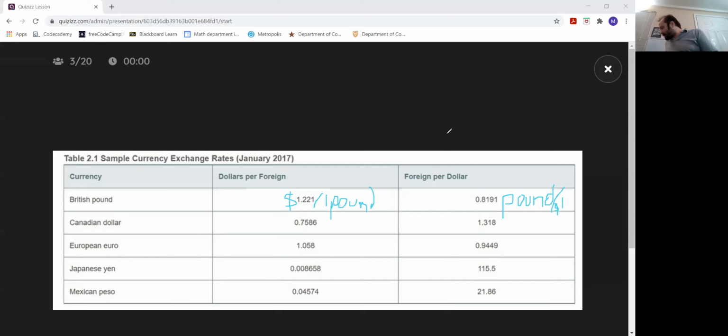So the dollars per foreign is US dollars. So every British pound is 1.221 US dollars. Is that what it means? Yes. Okay, thank you. It means those two things are equal. It means we could write a ratio with those two things in there. Or $1 is 0.8191 pounds. 1 pound is $1.221.